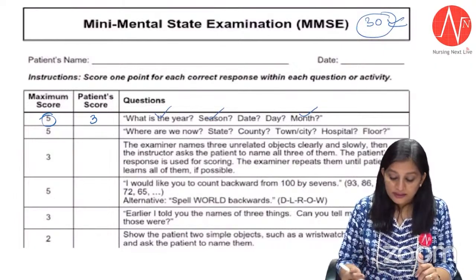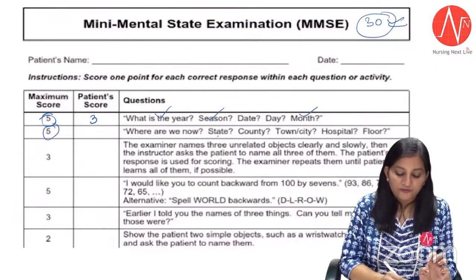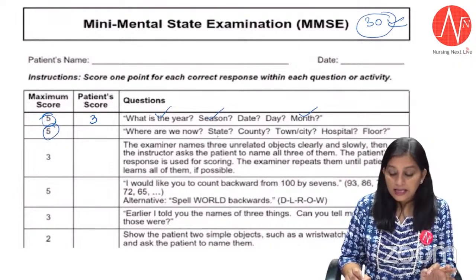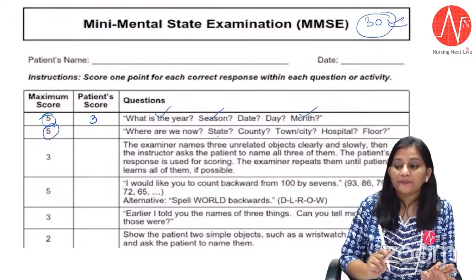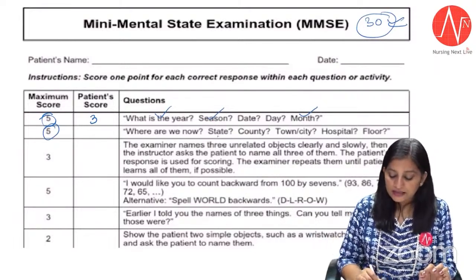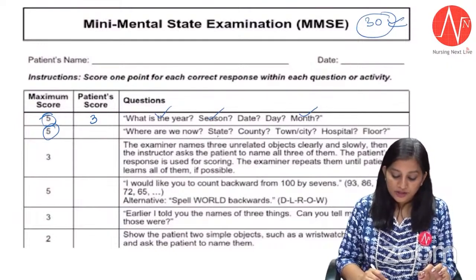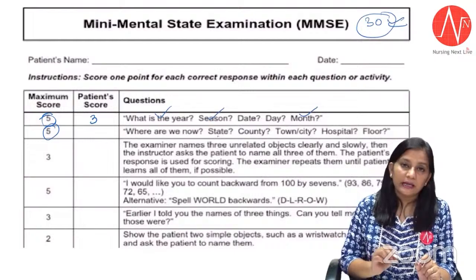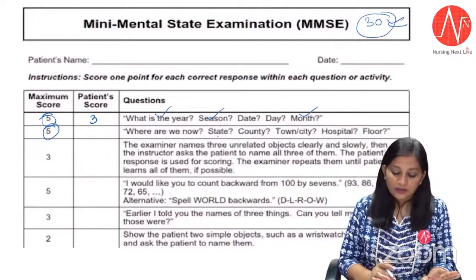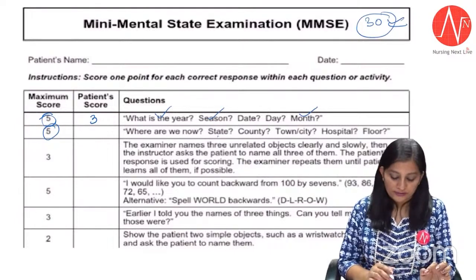If the patient says we're in a hospital, which state, which country, which town, hospital or floor, then a score out of 5 maximum is given. The examiner names 3 unrelated objects clearly and slowly, for which I gave an example: pen, table and fruit or apple. Then the examiner asks the patient to name all 3 of them. The patient's response is used for scoring. The examiner repeats them until the patient learns all of them, if possible. So if the patient is able to recall all of them, then 3 will be given. If the patient forgets 1 or 2, then on that basis a score of 1, 2 or 3 will be given.